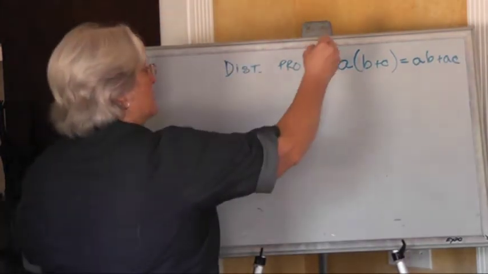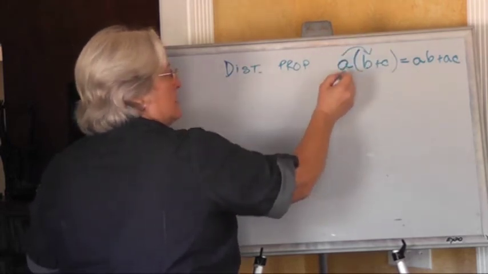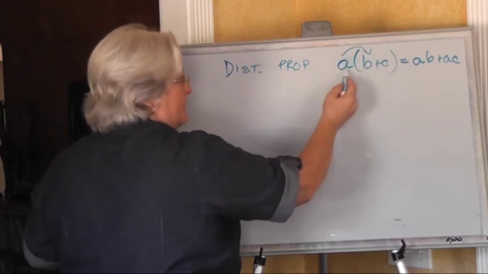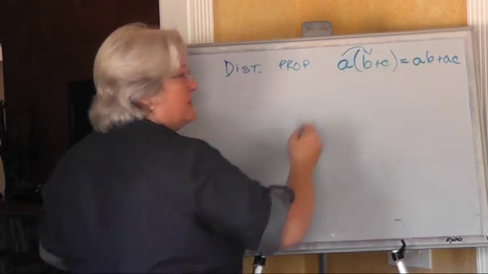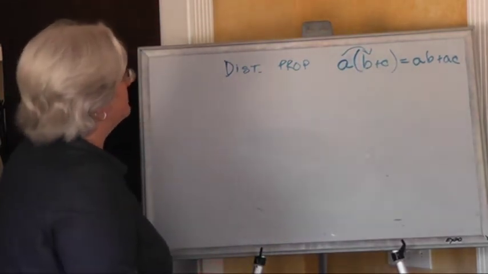And that's where you take the outside factor, the outside value here, and use it as a factor with every single individual term that's inside those parentheses.